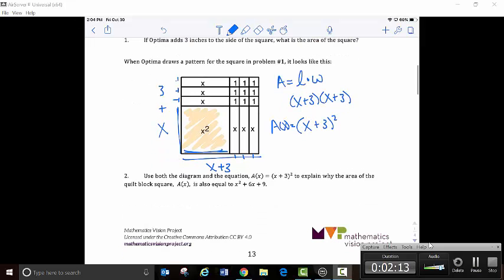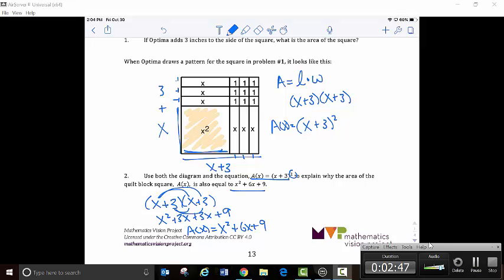So it says use the diagram and the equation, this one that we just figured out, to explain why the area of the quilt block is also equal to this. Well, we could do that 2 ways. One, we could multiply it out because X plus 3 squared means there's 2 X plus 3's. So if you square it, that's X squared plus 3X plus 3X plus 9. And when you simplify it, the area is X squared plus 6X plus 9.